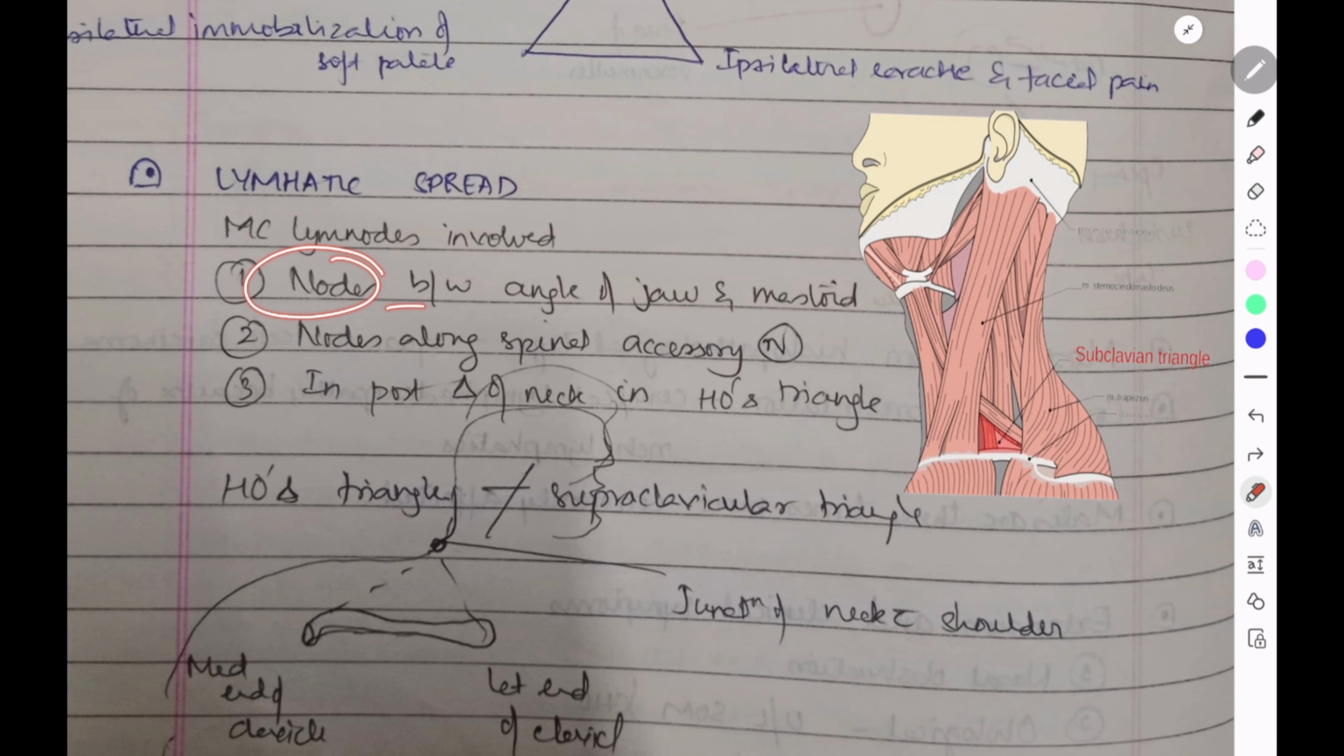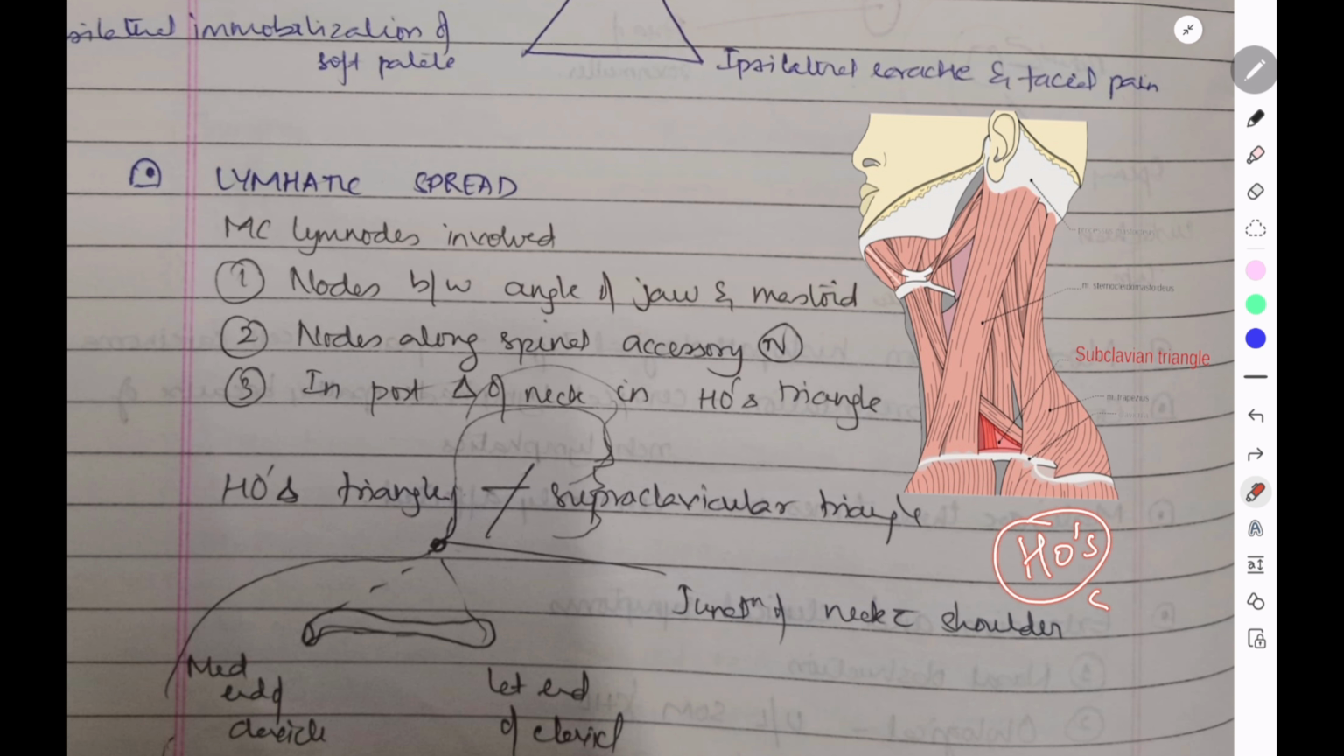The nodes between angle of jaw and mastoid. Okay, so nodes between angle of jaw and mastoid. Then nodes along spinal accessory nerve. Then in posterior triangle of neck and Host triangle. Do you know what is Host triangle?